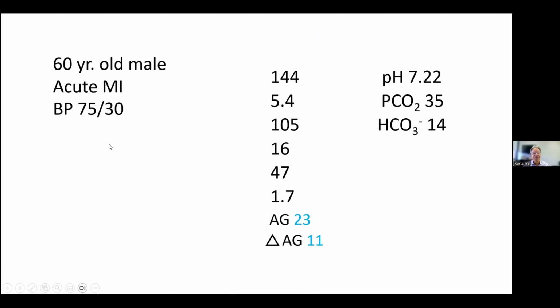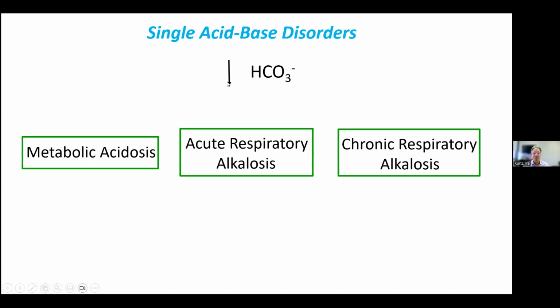Here's another patient with an acute MI. The anion gap is increased to 11, and the bicarb is 14, so we likely have an anion gap metabolic acidosis. The PCO2 has changed by 5 and the bicarb has changed by 10. What simple acid-base disorder does that fit, if any? So again, the bicarb's down. It's either one of these three.